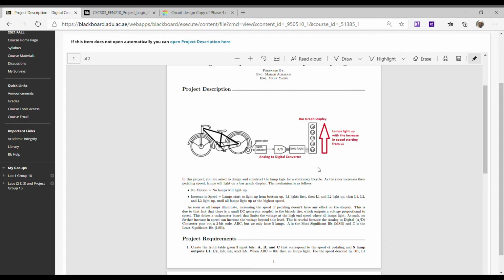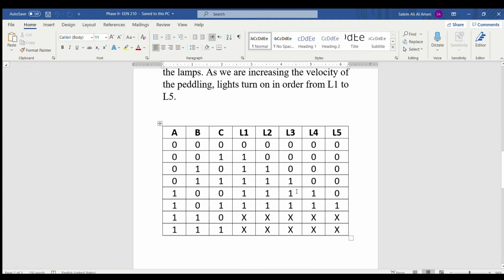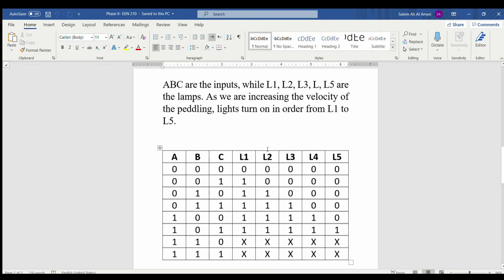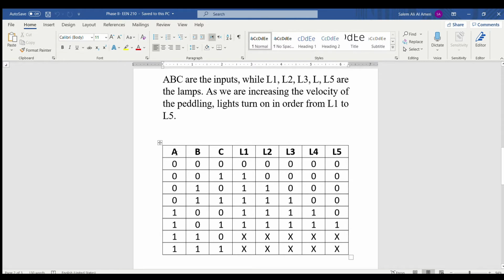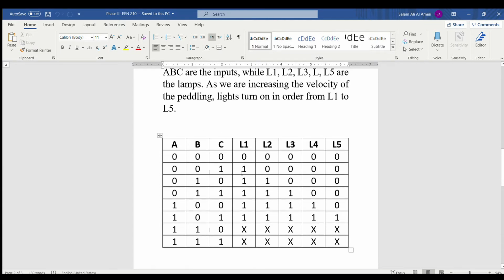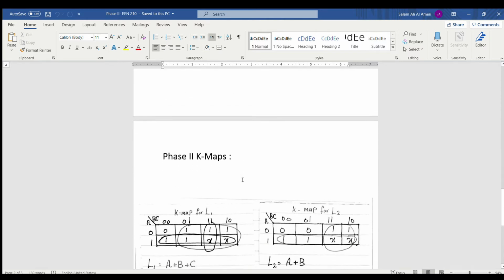So, to get the Boolean expression, the gates, and the Tinkercad and all this stuff, we should firstly do the truth table. So, how will we do the truth table? Let me explain how we'll do it. So here's the truth table that we generated. We have 3 inputs that will act as switches: A, B, and C. Furthermore, we have 5 outputs: L1, L2, L3, L4, and L5. So here's the truth table. After doing the truth table, we did the K-map.